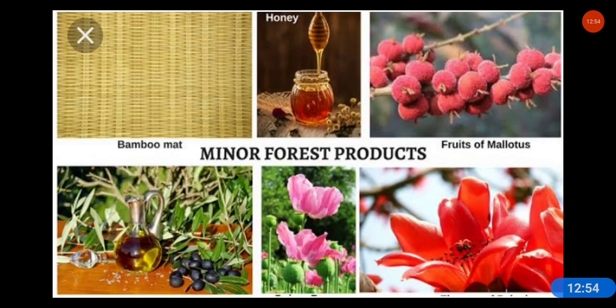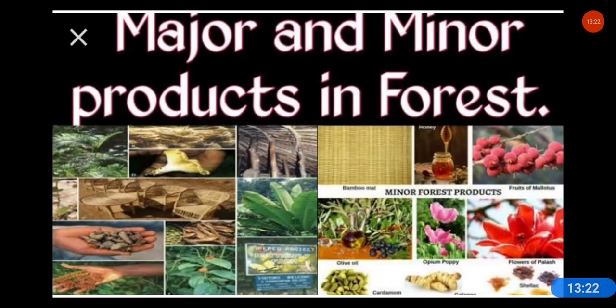Right? So look at these pictures. In the first picture, you see the bamboo mat. It is a mat made with a bamboo. And there is something, honey or perfume, in the jar, honey. And fruits of melatus. These are the fruits that we get from the forest. Another thing, this is the oil. So these are the flowers you look at here. So all these things we get from the forest.